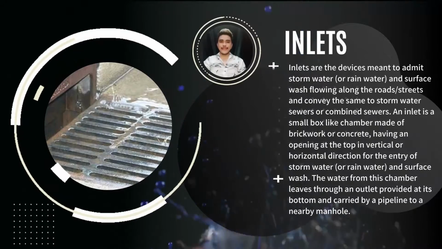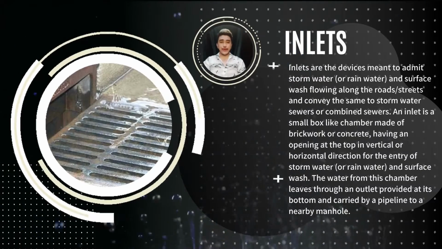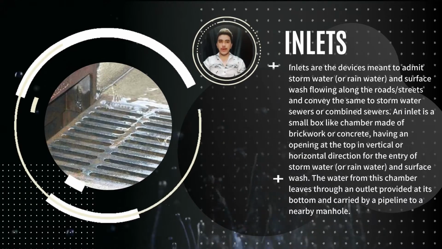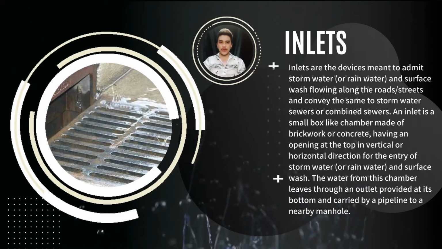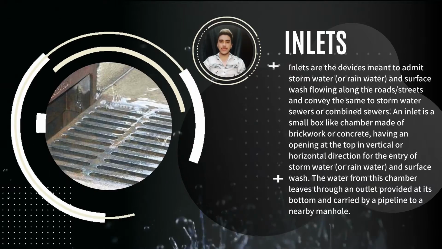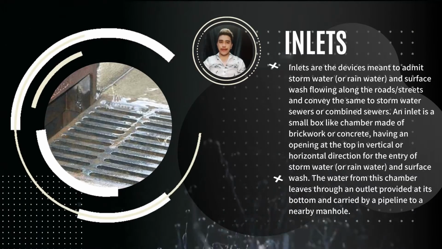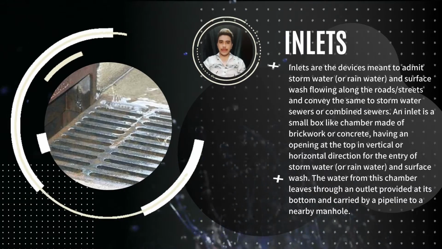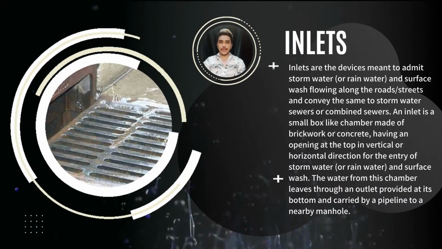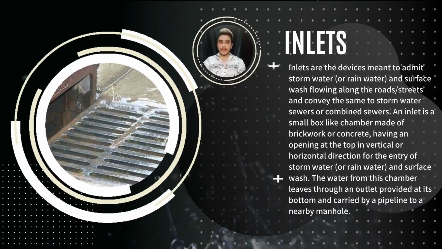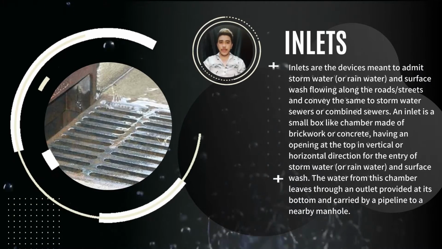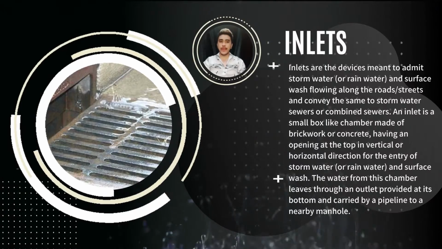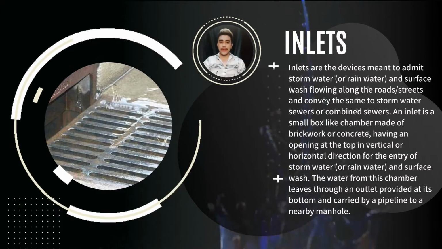Inlets. Inlets are devices meant to admit stormwater or rainwater and surface wash flowing along the roads or streets and convey the same to stormwater sewers or combined sewers. An inlet is a small box-like chamber made of brickwork or concrete, having an opening at the top in vertical or horizontal direction for the entry of stormwater and surface wash. The water from this chamber leaves through an outlet provided at its bottom and is carried by a pipeline to a nearby manhole.